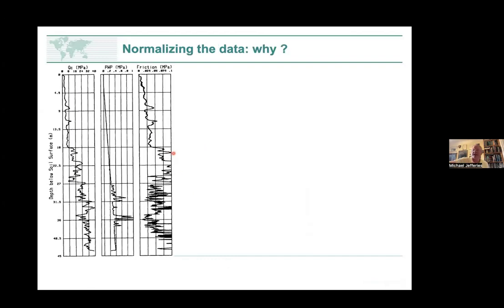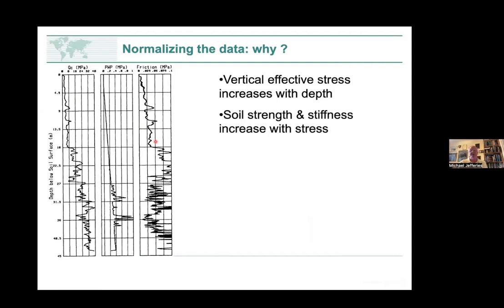Okay, now normalizing data. Why? What you're looking at on the left-hand side is a CPT sounding, not unusual. What you can notice is the values are increasing with depth. We're looking at tip resistance, pore pressure, or friction. Vertical effective stress increases with depth. Soil strength and stiffness increase with confining stress. So the CPT response depends on strength and stiffness, so the CPT is going to have changing patterns with depth. And that's what you see there.